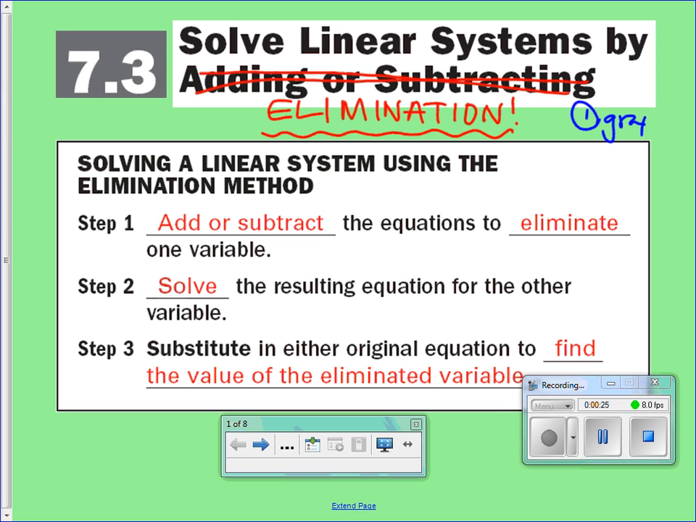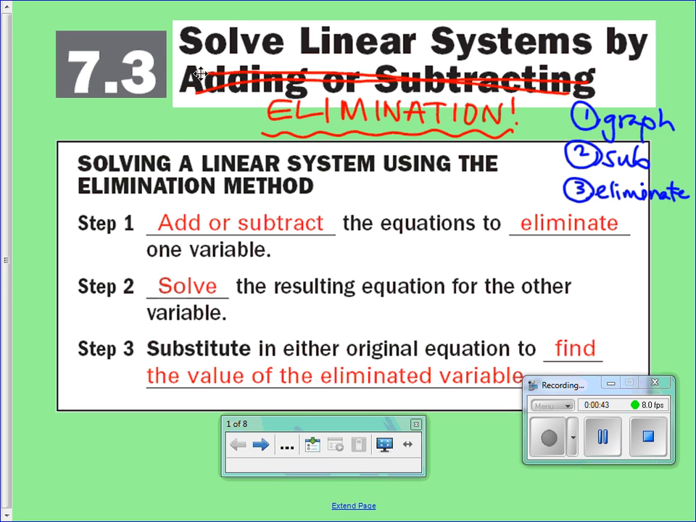The first method you have learned to solve a system is to graph. The second method you've learned is to substitute. And this last one is going to be eliminate. Those are the three different methods. So how do you eliminate to solve a system of equations?